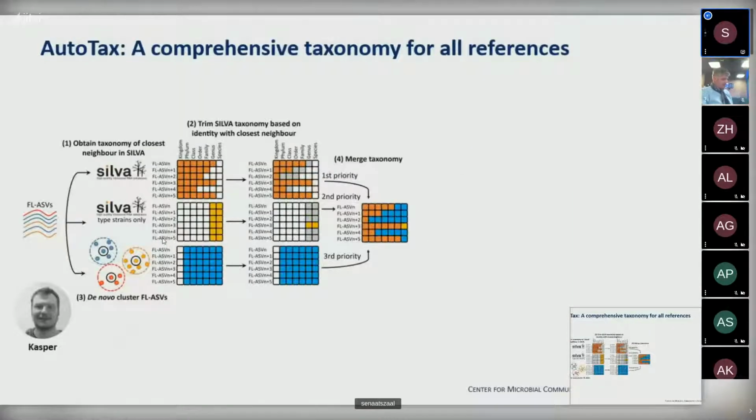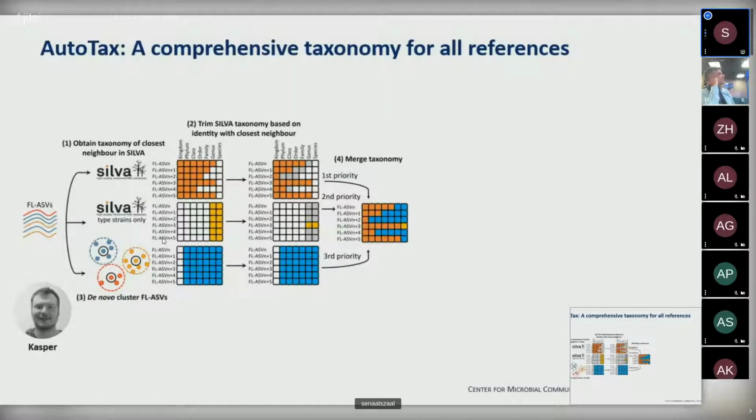So now that we're able to obtain more or less all reference sequences from an ecosystem, we also needed to find a way to deal with the taxonomy. And to do this, I created AutoTax together with Casper, who's really good at actually taking my ideas and turning them into a program. And the idea behind AutoTax is that we take our full-length amplicon sequence variants, and then we match them up against the Silva database, find the closest relative, and obtain the taxonomy for these sequences, and that's what you see here in orange in the top.